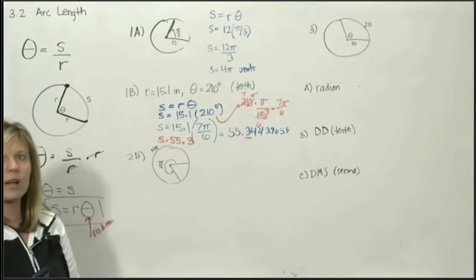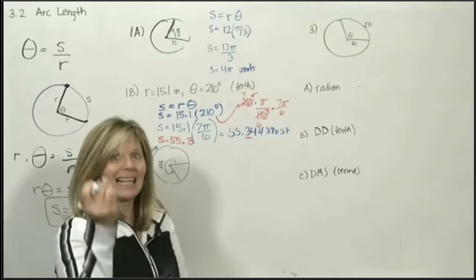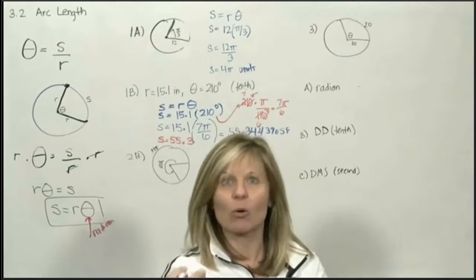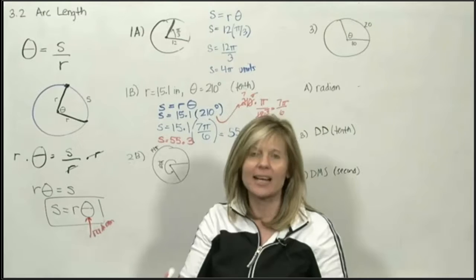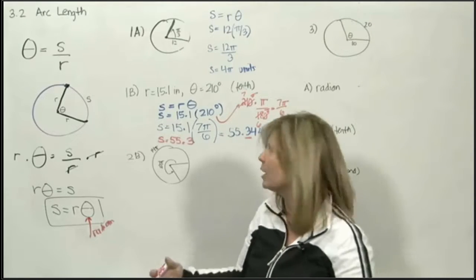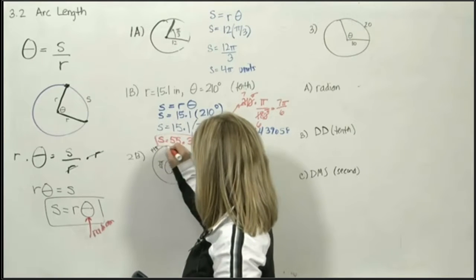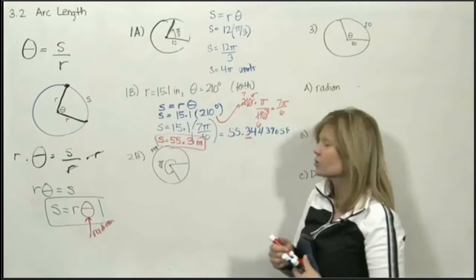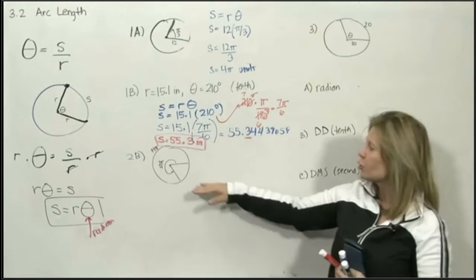But it will be marked wrong if you don't put units. This is a length. Arc length. Length is not radians. Length is not degrees. It's an arc length. Arc length is in inches or centimeters or millimeters or whatever. It was in inches. So I got to write the word inches. There's your answer. Okay? Let's go to 2B.